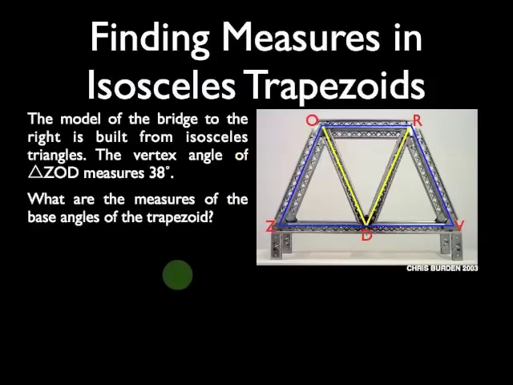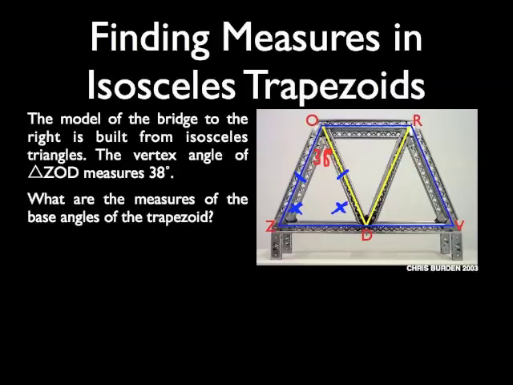Now let's look at a more practical application. The model of the bridge to the right is built from isosceles triangles. So we can see these isosceles triangles here. The vertex angle of triangle ZOD is 38 degrees. How does that help us, you ask? Well, since it's an isosceles triangle, we know that side ZO and side DO are congruent. So the angles opposite those will also be congruent. So these two angles down here have to have the same measure.